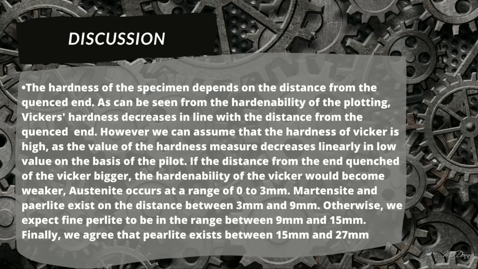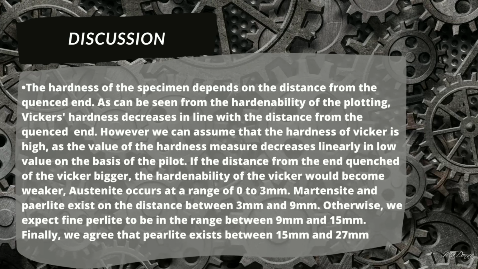Hello, my name is Muhammad Hafizuddin and I will now explain the discussion. The hardness of the specimen depends on the distance from the quench end, as can be seen from the hardenability plotting. The beaker's hardness decreases in line with the distance from the quench end. However, we can assume that the hardness of the beaker is high, as the measured hardness value decreases linearly to a low value as the distance from the quench end of the beaker becomes bigger.